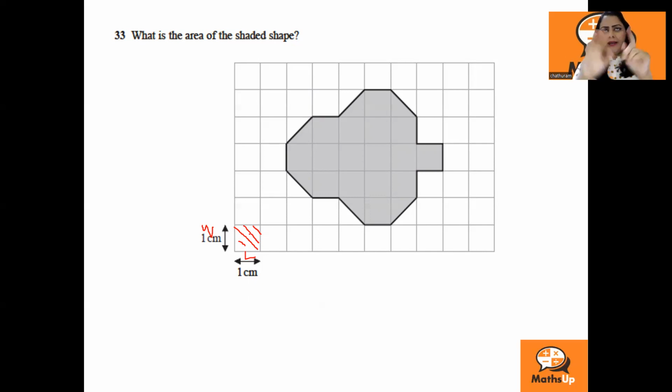Now if you take this shaded shape, there are full squares and half squares as well. We'll count how many full squares there are. 1, 2, 3, 4, 5, 6, 7, 8, 9, 10, 11, 12, 13, 14, 15, 16 full squares. And also here you can see 2 half squares.